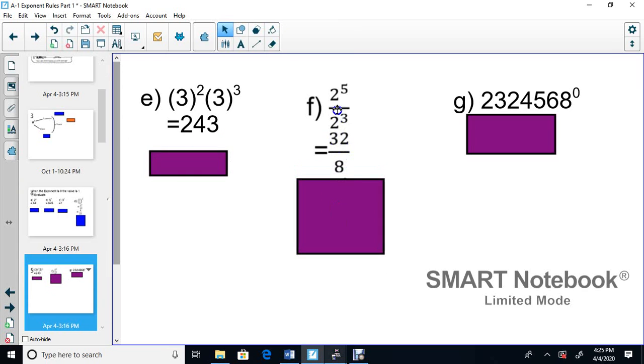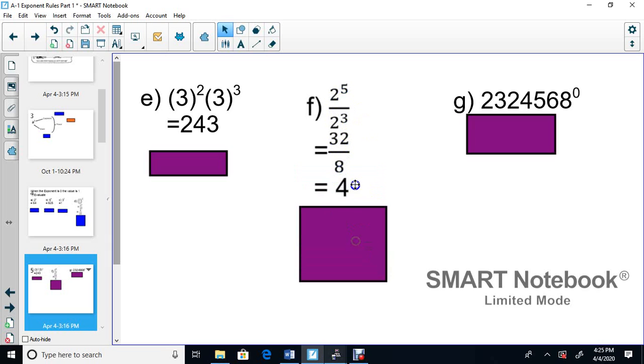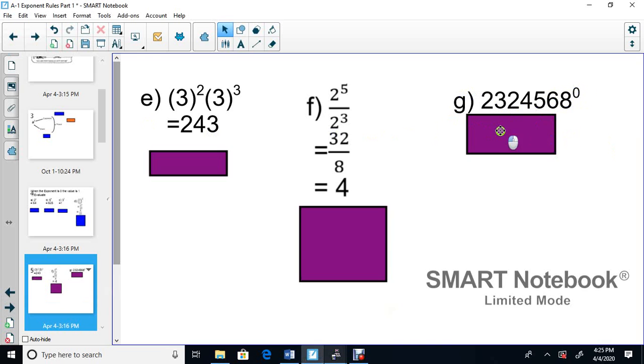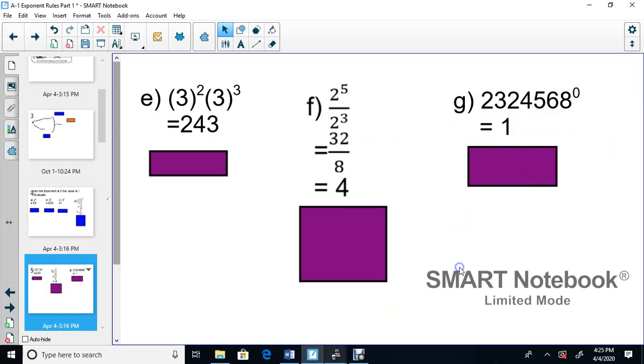Or you can do it separately. 2 to the power of 5 is 32, 2 to the power of 3 is 8, and you can divide, and you still get the same answer I got on my calculator by putting it in directly, 4. Finally, this one I don't have to put in the calculator. I know it's to the power of 0, so I know the answer is 1.